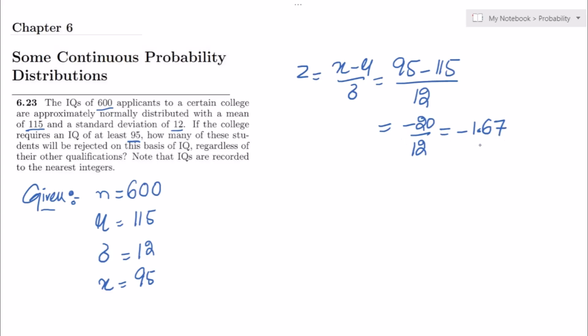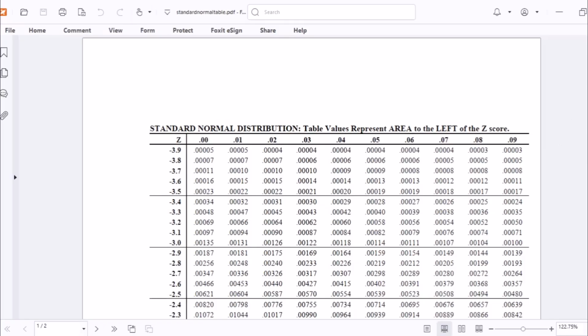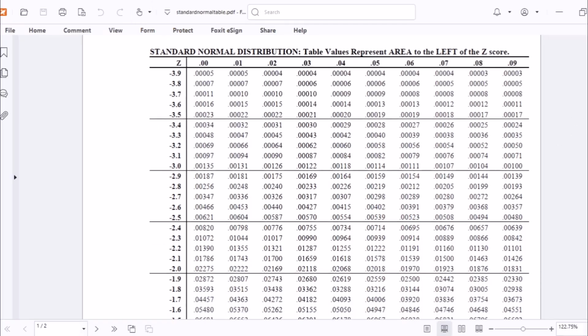So now this is what we have. Now we want to find out the probability that x is less than or equal to minus 1.67, and to find it out we have to use what? This is the z value, so therefore I have to use the z distribution table. So this is the z distribution table, and we have to find the value of minus 1.67.